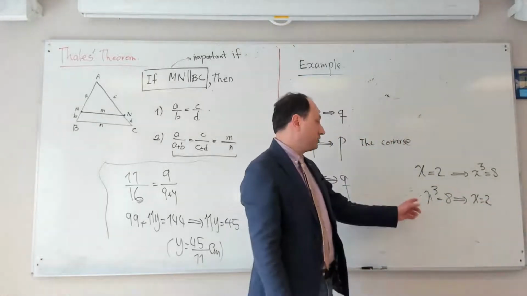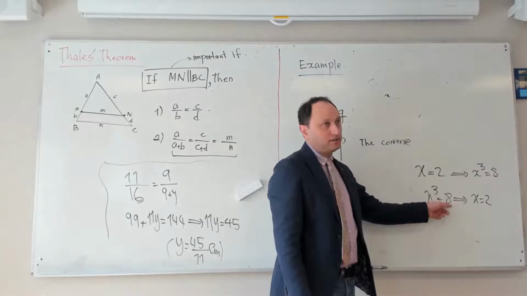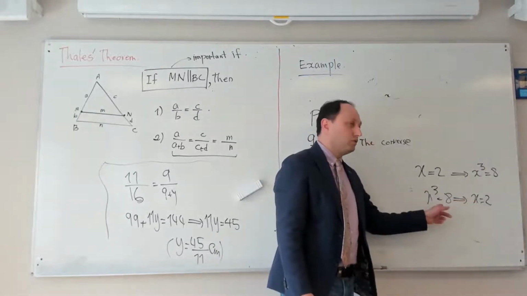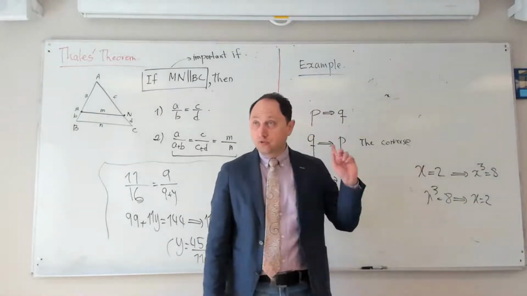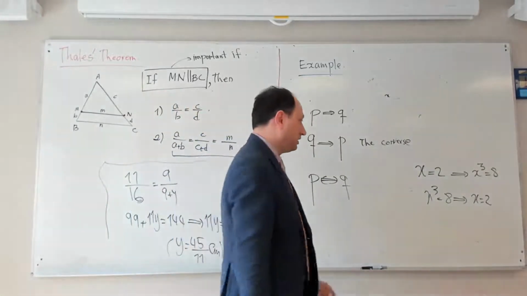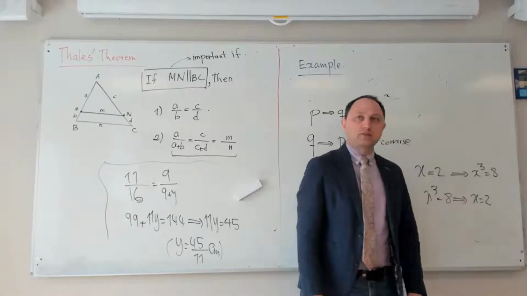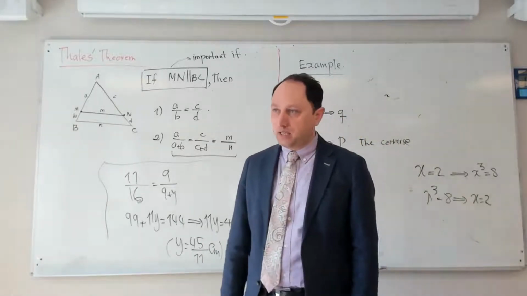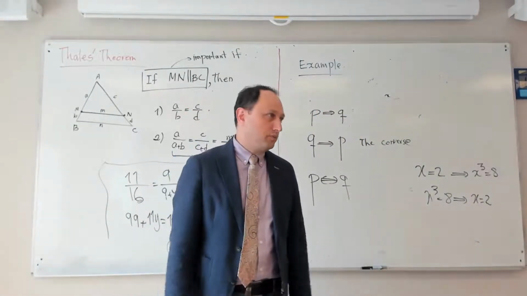The converse tells you that if x to the 3 is 8, then x is 2. Is it true or false? It is true. We are working in real numbers, so that is true. If x to the power of 3 is 8, definitely x is 2. There is no other number.